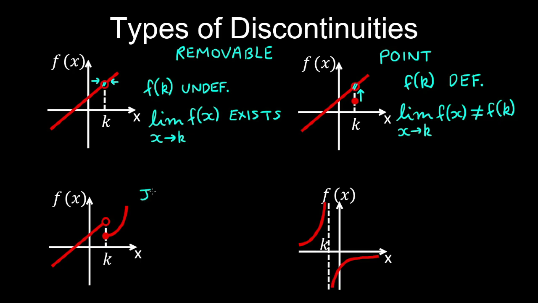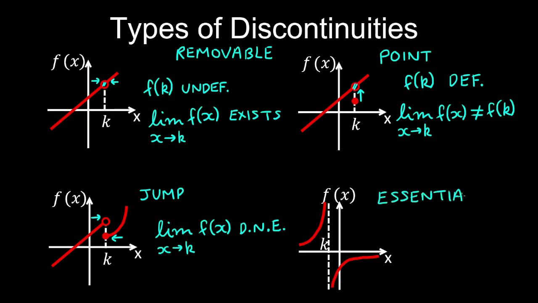Now this discontinuity is a jump discontinuity, so in this case f of k exists, but the limit as x approaches k from both sides is different, so therefore the limit does not exist. And the final type of discontinuity we'll look at is an essential discontinuity, or an asymptote. So in this case, the function is not defined at k. And in this case, because the function approaches two different values from both sides, then the limit as x approaches k does not exist.